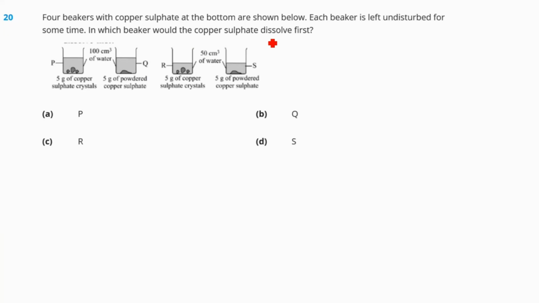Here the most probable reason for the easy dissolving of copper sulfate is the amount of water first, and second the condition of the copper sulfate. We know that the powder form can dissolve earlier compared to the crystal form. So our answer should be option number B. Why? Because Q is the powder form of copper sulfate and the volume of water is also more, 100 centimeter cube of water. So Q is our correct answer.